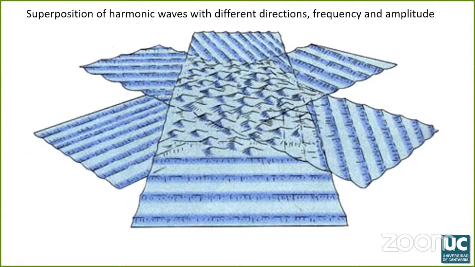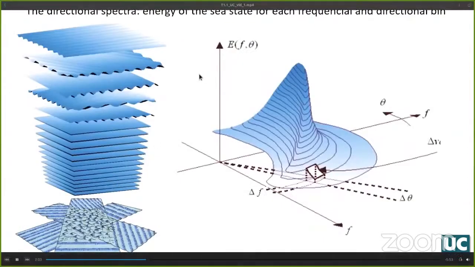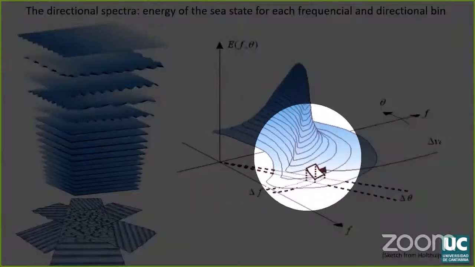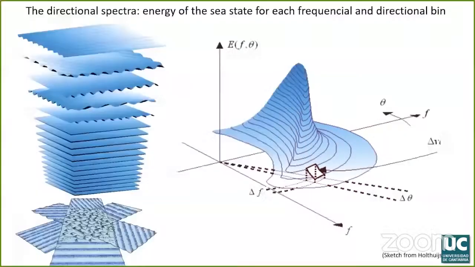At a particular location in the ocean, the random and irregular behavior of the sea state can be defined mathematically as a linear summation of many harmonic or sinusoidal waves of different direction, frequency, and height. We can group the amount of energy into different directional sectors and frequency bands, which is proportional to the square of the wave height. By doing this, we are defining the directional spectra.